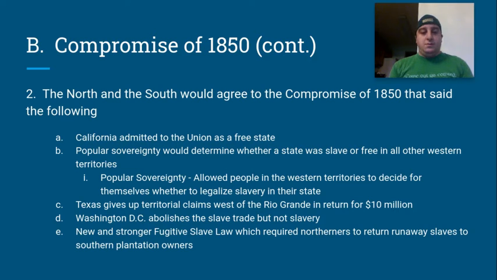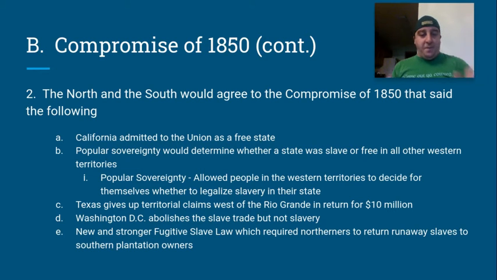The other provision that we need to keep in mind is that new, stronger fugitive slave law. Many of the Northerners are going to hate that law, and that's going to make them want to stop the practice of slavery and end slavery. Popular sovereignty is going to make both sides, those that want to expand slavery and those that want to end slavery, dig in a lot harder and hold on to their beliefs a lot more strongly.